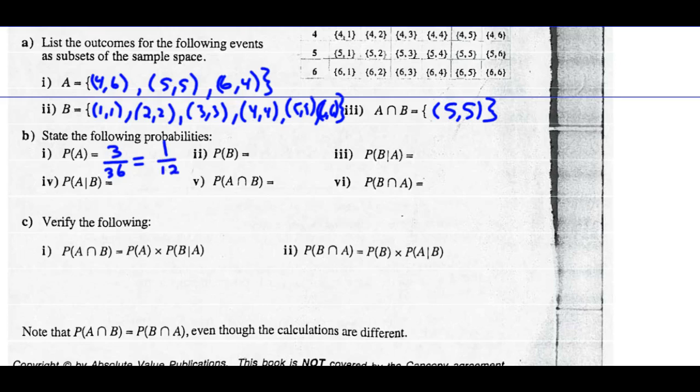B, part 2, sorry, the probability of event B. Well, we've got 6 items there out of 36, or 1/6. The probability of B given that A has occurred.